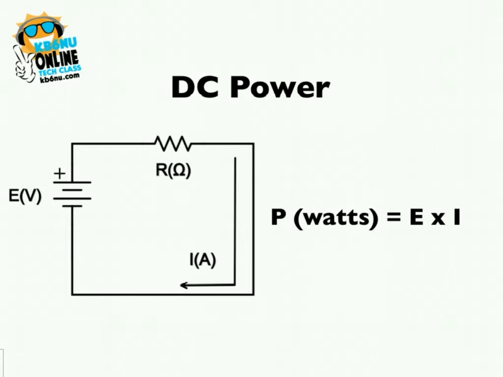Answer: power. Question: what is the formula used to calculate electrical power in a DC circuit? Answer: power P equals voltage E multiplied by current I. Question: electrical power is measured in which of the following units? Answer: watts.